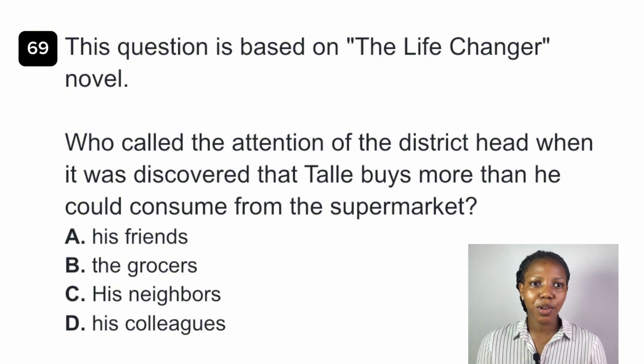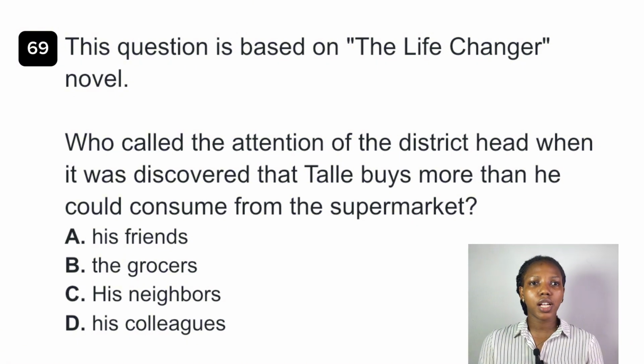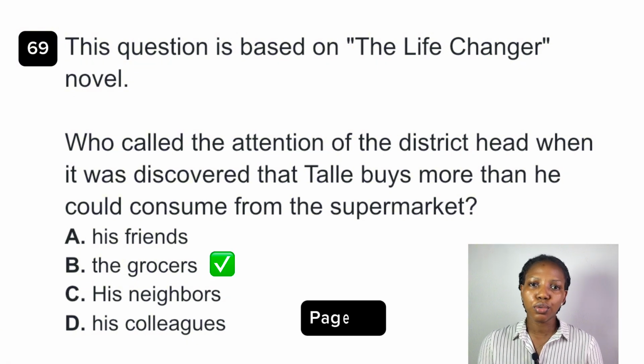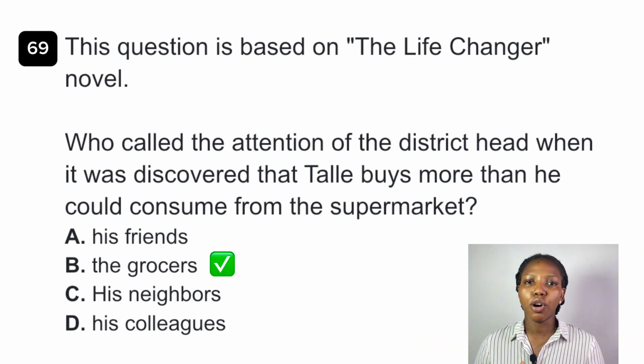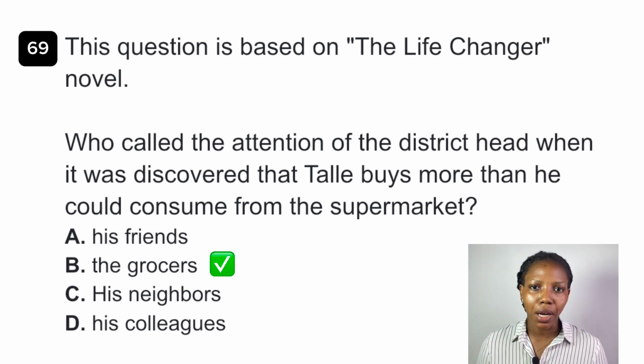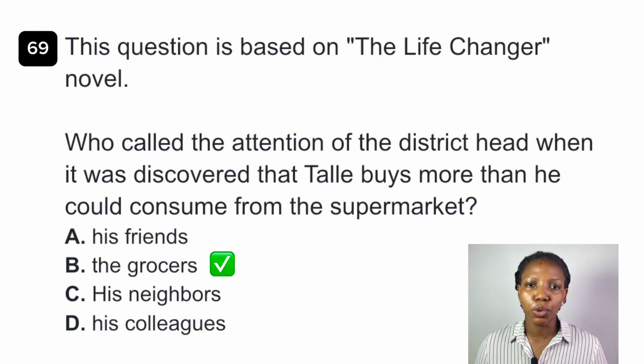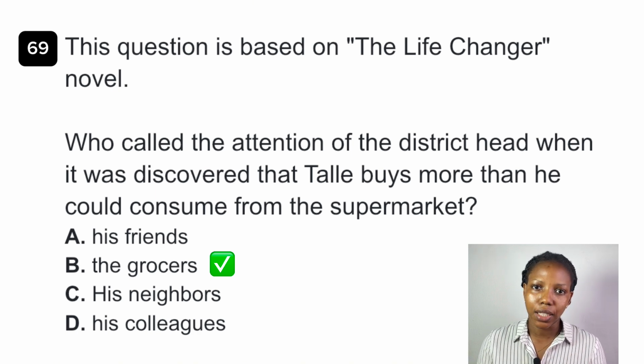Question 69. This question is based on the Life Changer novel. Who called the attention of the district head when it was discovered that Tali buys more than he could consume from the supermarket? The answer to this question is option B, the grocers. You can find this on page 22, chapter 3. Tali had already established his regular market purchases. They were already used to his regular order in the market, and suddenly he changed it. It actually doubled. The grocers knew that he was living alone and he couldn't possibly consume all that he was ordering. So it was a suspicious act, and they had to report this to the district head. So the answer to this question is option B, the grocers.